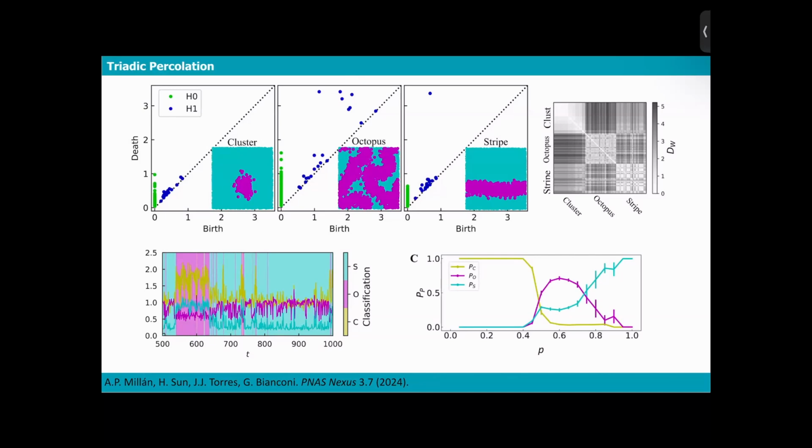We initially find only clusters, so these small patterns. Then as the probability increases, we find the complicated shapes in the middle, when we have the most noise. And finally, when the system becomes almost deterministic or deterministic, then it is dominated by the stripes pattern.